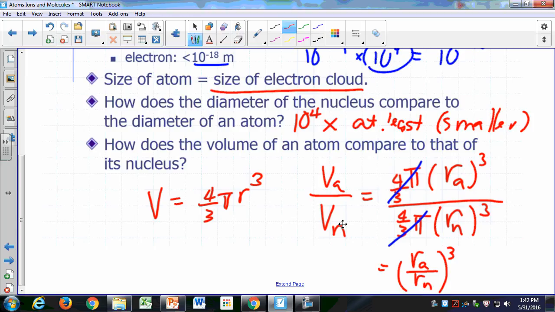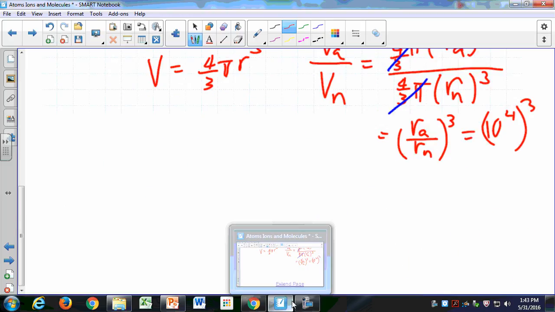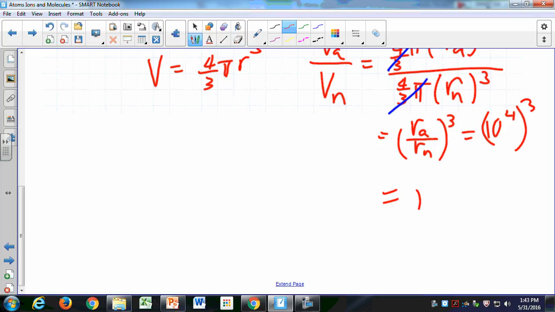How's the radius of an atom related to the radius of the nucleus? How much bigger? Same thing as the ratio of the diameters, right? So the atom to nucleus ratio is 10 to the fourth, right? At least around that figure. Raised to the power 3, that is 10 to the 12th.